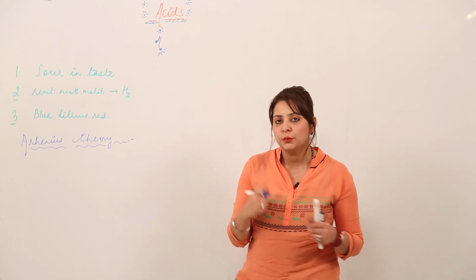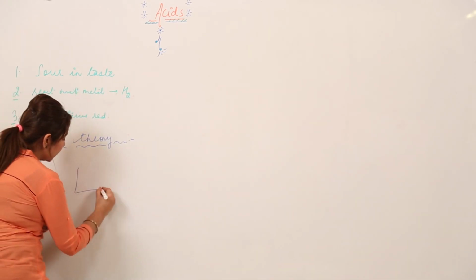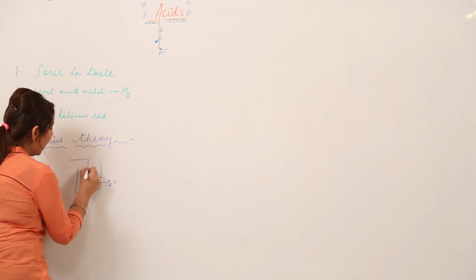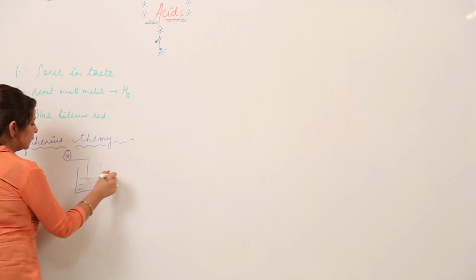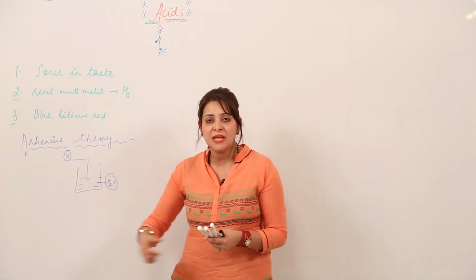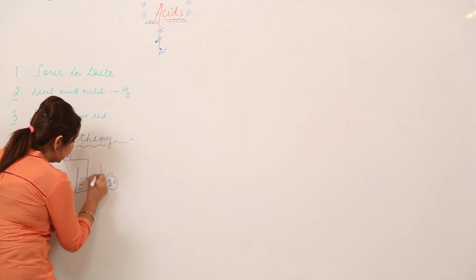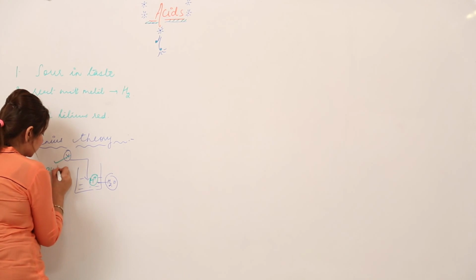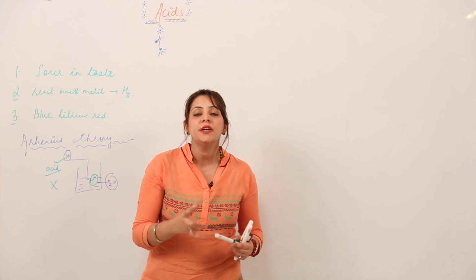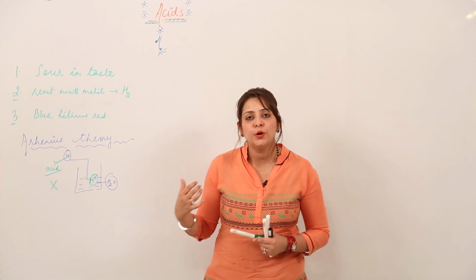Just look at the board, I'll give you an example. What does Arrhenius say? Suppose we have water in this beaker, and I add substance X to it. He said that if this X substance is capable of giving the hydrogen ion in water, that means this substance is an acid, and if it doesn't give hydrogen ion in water, it is not regarded as an acid. So according to Arrhenius, what is the theory for an acid?